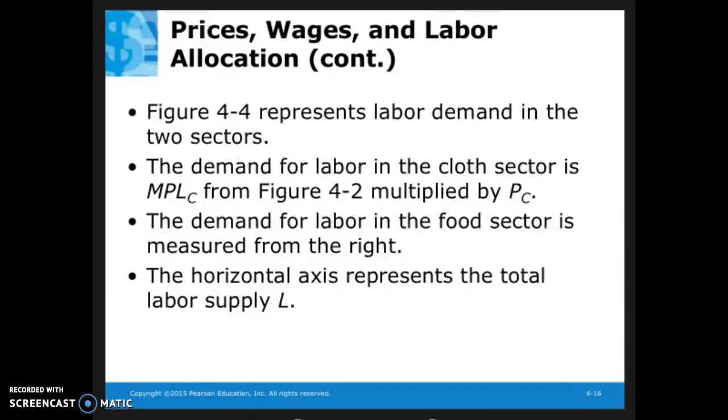Figure 4-4 represents labor demand. The demand for labor in the cloth sector is the marginal product of labor in cloth multiplied by P sub C. Demand for labor in the food sector is measured from the right, and the horizontal axis represents the total labor supply.